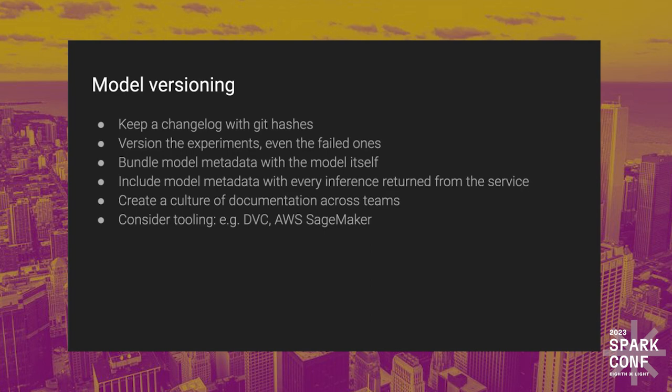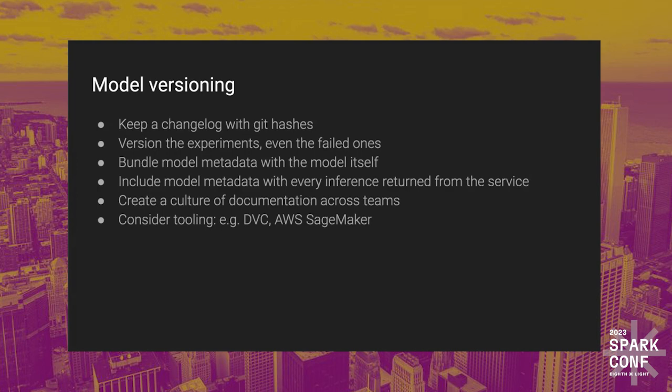In addition to keeping the changelog itself updated, the version information should be bundled with the model itself. You should be able to query your ML service and know exactly what version of the model is deployed, and then be able to reference that with your changelog to know exactly which commit the code corresponds to. And then moreover, every time the service returns a prediction, you should make sure to include the version information as well so that you can trace back which version of the model is responsible for that particular response.